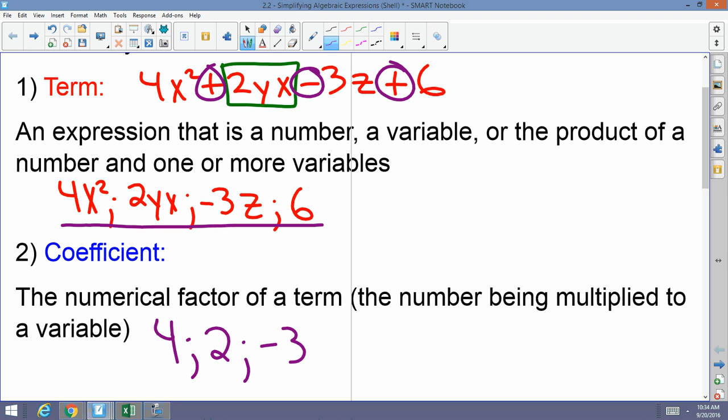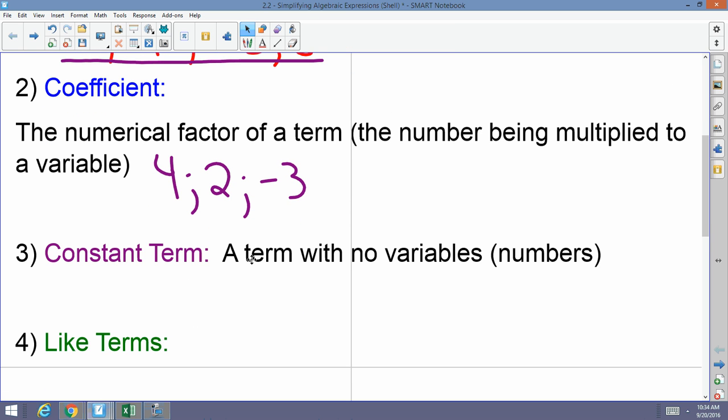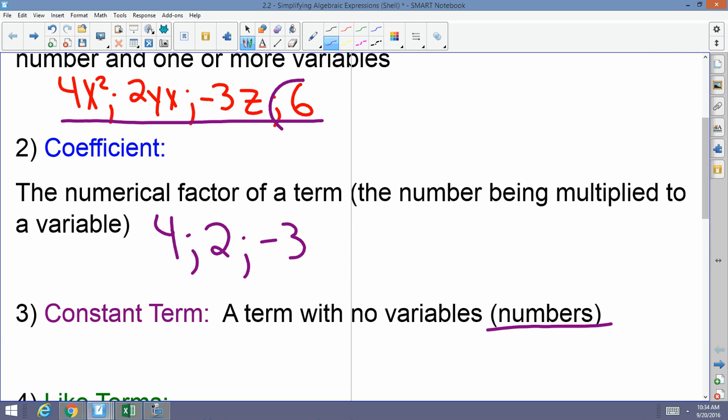6 is the next term, which is called a constant term. A constant term is literally a term with no variable. Basically, it's just a plain number. It's just numbers. So in the example above, 6 would be the constant.